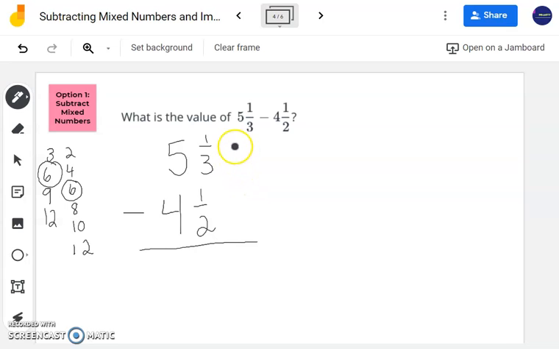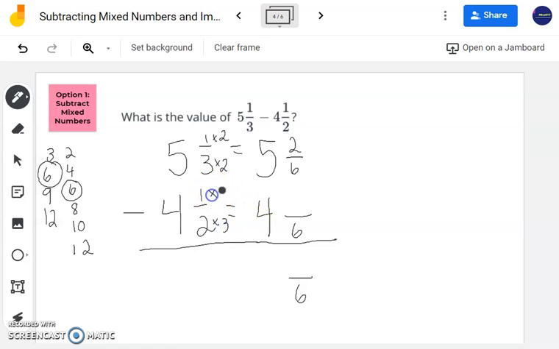So I'm going to rewrite my whole numbers, 5 and 4. I notice here I'm using 6 as my least common denominator, and that's going to be 6 in my answer as well. So now looking here, I'm like 3 times 2 gives me 6. So 1 times 2 is 2. Now here I have 2 times 3 is 6. 1 times 3 is 3.